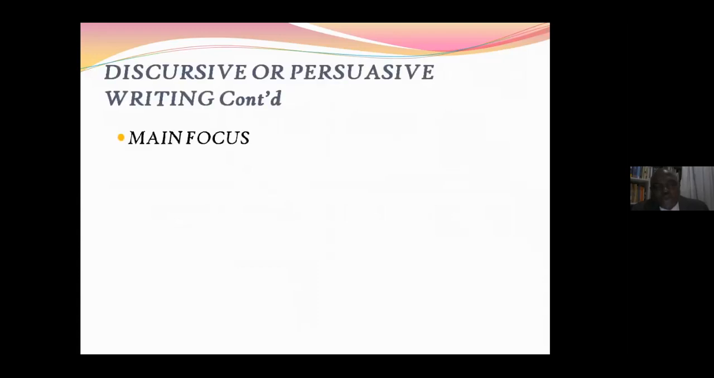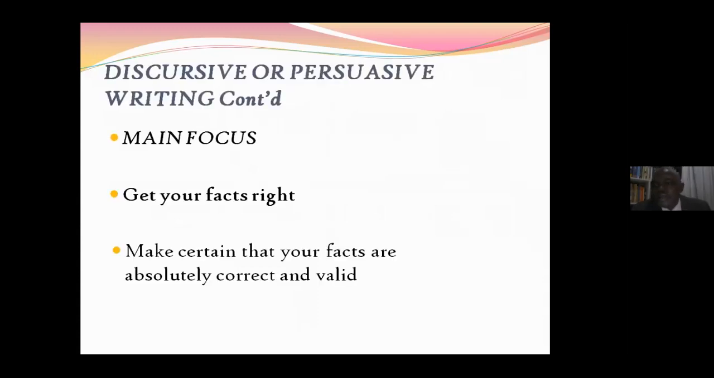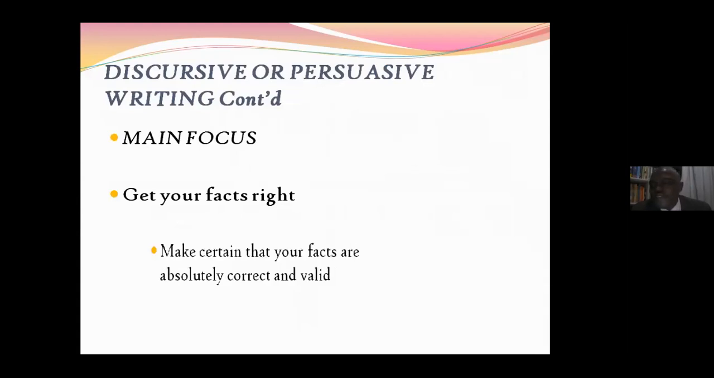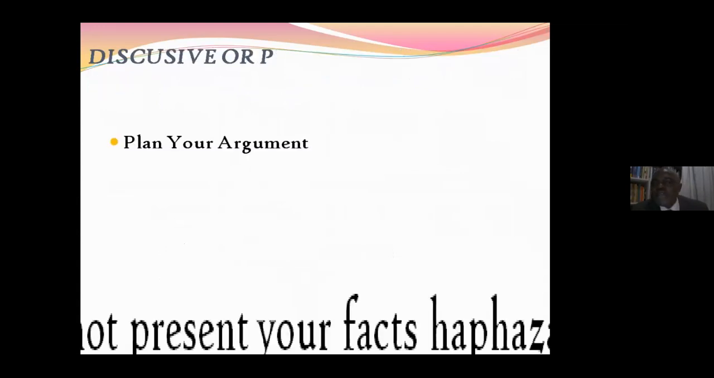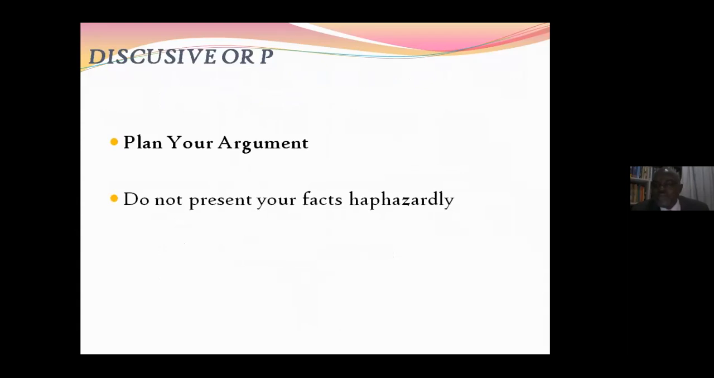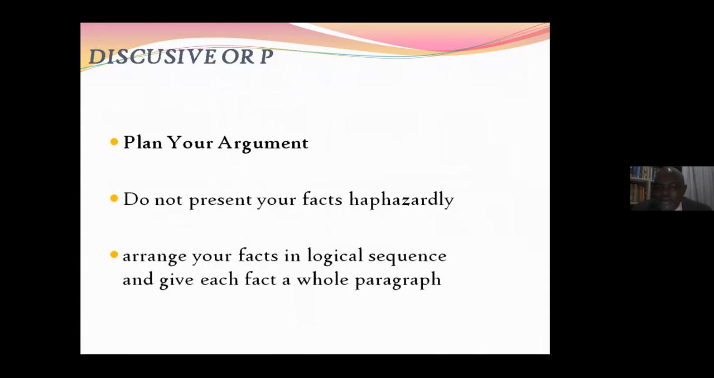So what should we focus on? Mainly, let's teach our learners to get their facts right. When they embark on writing a discursive composition, let them get their facts right. Make certain that the facts are absolutely correct and valid. Let them plan their argument. Let them not present the facts haphazardly. Arrange the facts in a logical sequence.